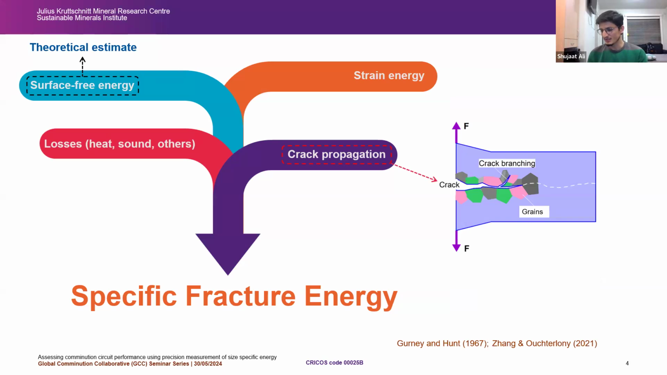But as I was telling you, why is that a hard benchmark? Because literature suggests that your particle actually needs more energy than the theoretical, than just surface free energy, which the theoretical estimate is taking into account. It has another component, which is strain energy. It has losses, and it has crack propagation energy that goes into it. So specific practical energy essentially constitutes all these components. So you cannot just say that we use surface free energy and provide you a theoretical estimate.